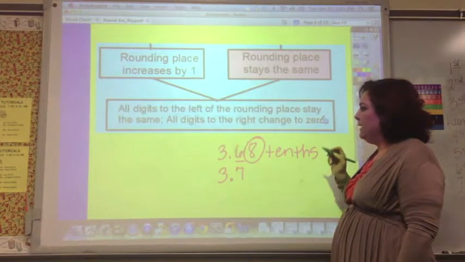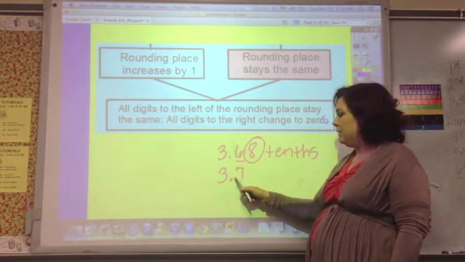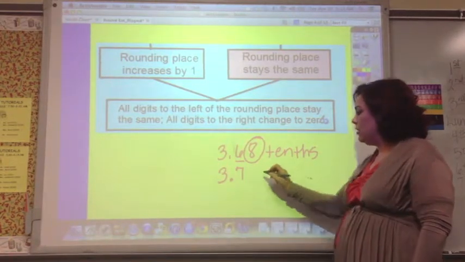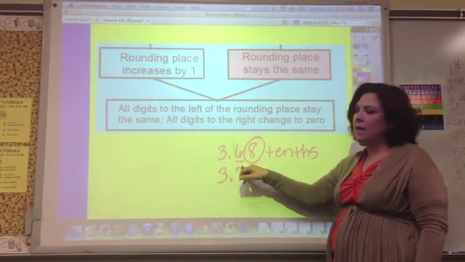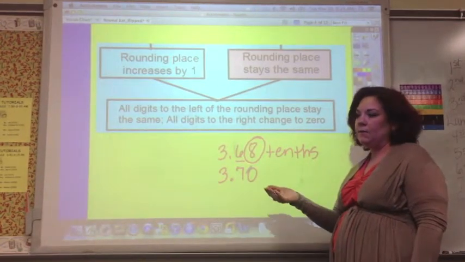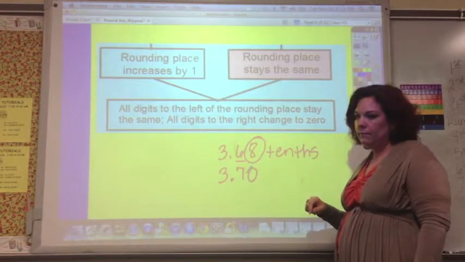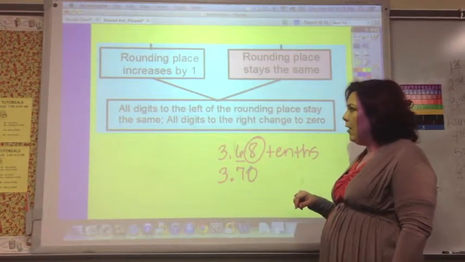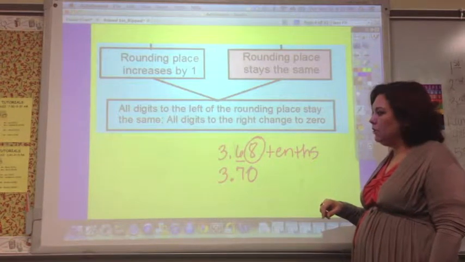And then finally, all digits to the left of the rounding place stay the same. So to the left, stay the same, and all the digits to the right change to 0. So if you were looking at this, you'd go 68, and then you know that that rounds to 70, and that's 70 there. So go ahead and pause if you need to, and fill in the rest of your sheet.